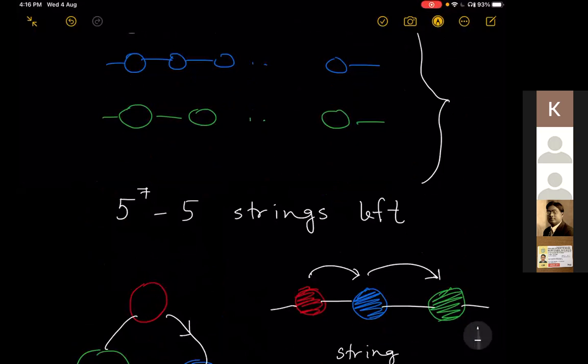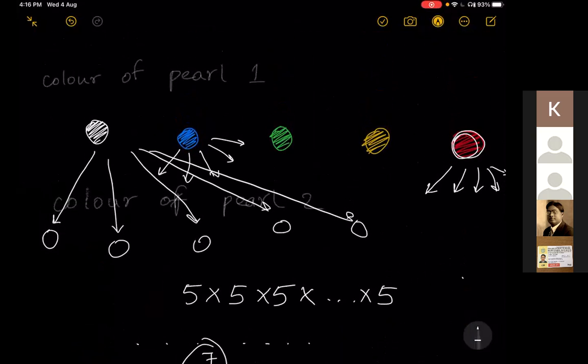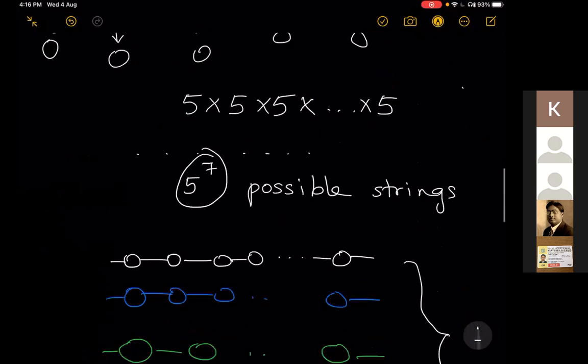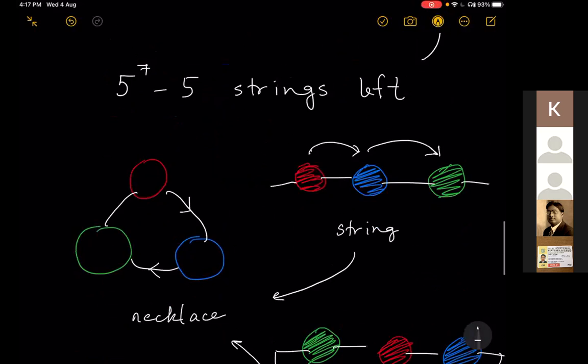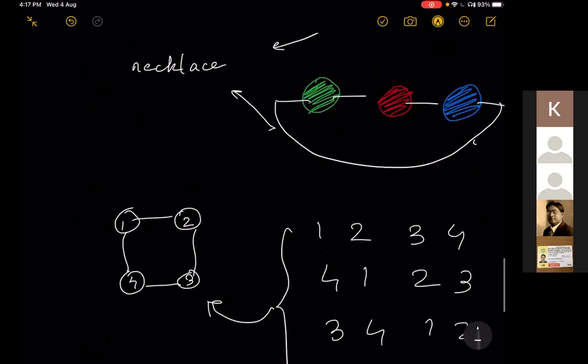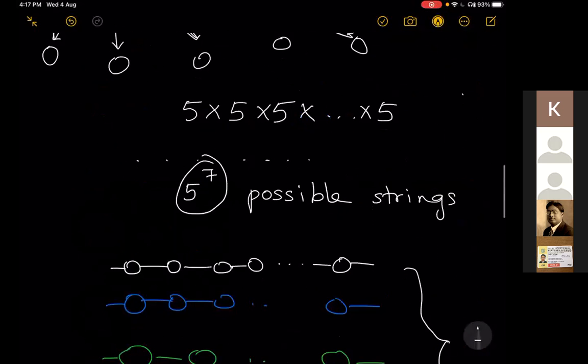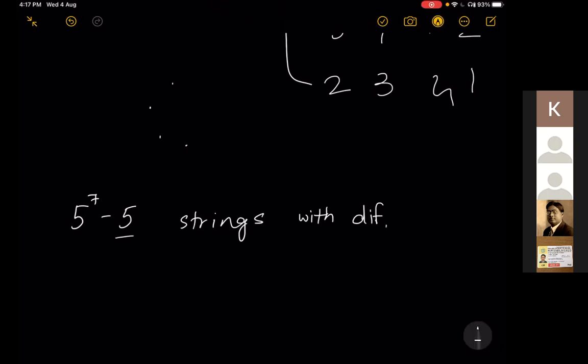So I had 5 to the power 7 minus 5 strings. But how many colors do I have? 5 colors. Wait, I think I made a mistake. There are 5 colors, but how many times can I rotate? I can rotate it 7 times. Okay, so let me quickly say what I was saying. 5 to the power 7 minus 5 strings with different colors, because these 5 strings had the same color, so we removed them.